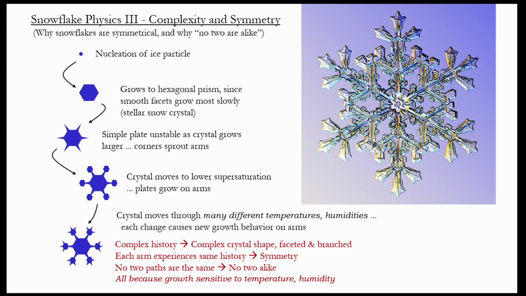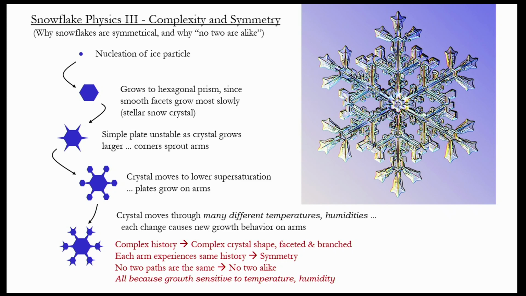And so each time the crystal moves, something happens. If you have a crystal with a complex history, because it's just blowing around in the clouds, then you get a complex shape. And because you have both kinetics and diffusion, you can get faceted and branched structures. This is sort of a combination of both.